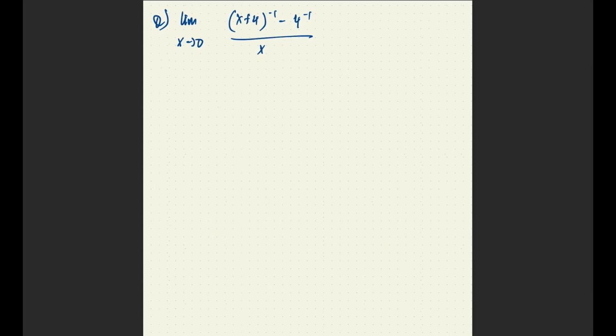The limit as x approaches 0 of (x plus 4) to the power minus 1 minus 4 to the power minus 1, divided by x. So whenever we have any number, let's say x to a negative power, we can rewrite this as 1 over x to the positive power. So 4 to the power minus 1 is the same thing as 1 over 4 to the power 1. 4 to the power minus 10 is the same thing as 1 over 4 to the power plus 10.